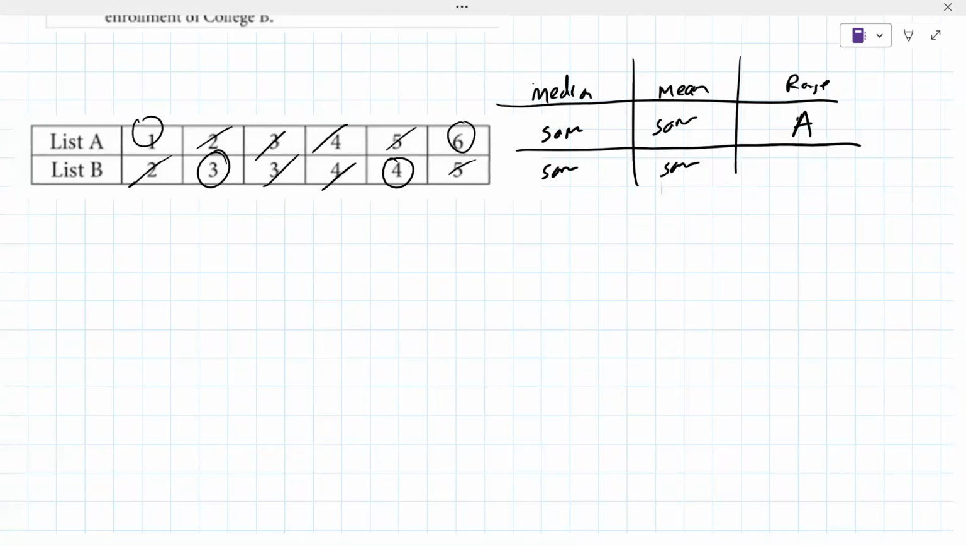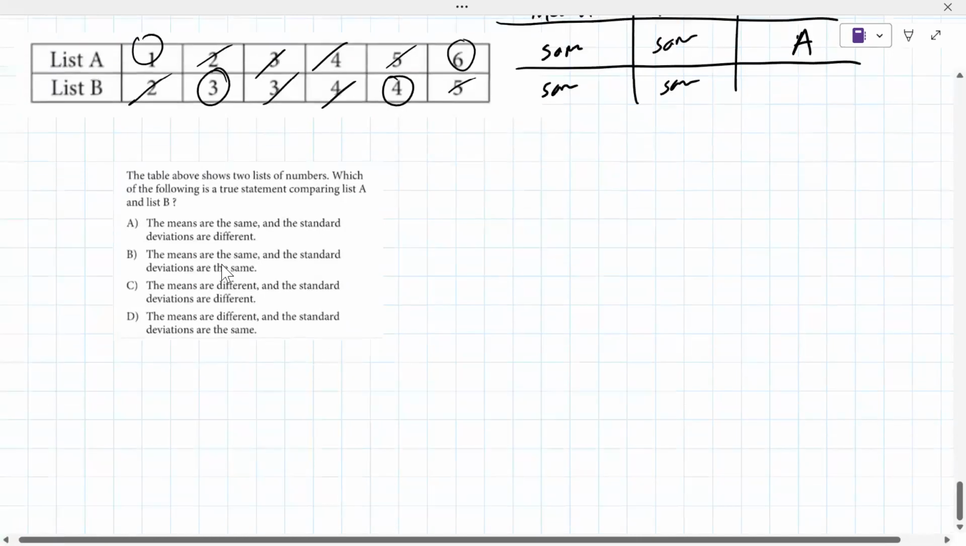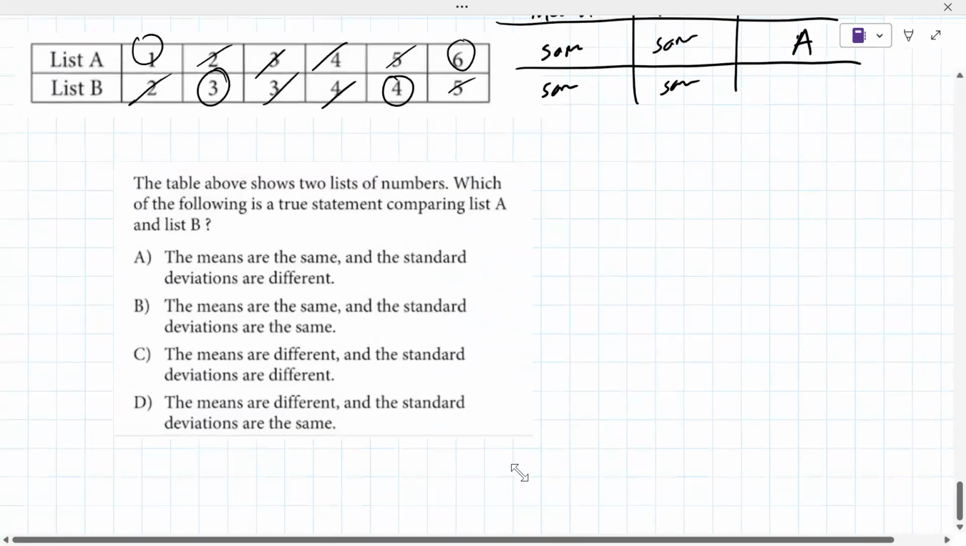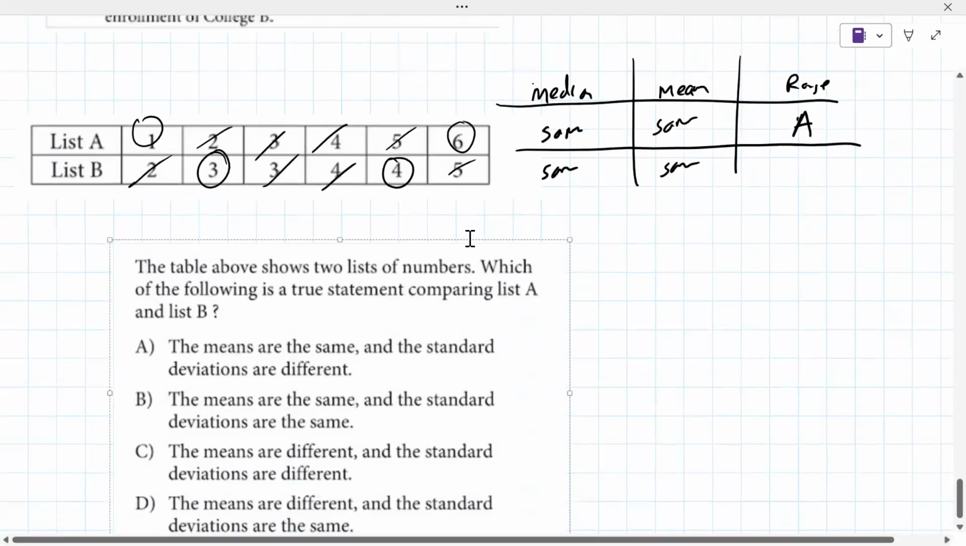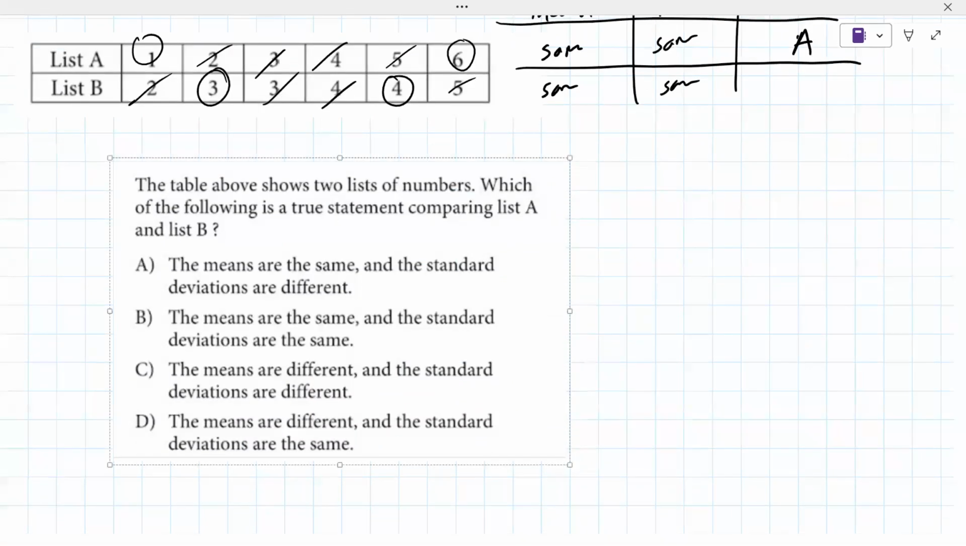All right. And that is the extent of the question, being able to do that. This is not a difficult question, but if you're not really paying attention, you can get it wrong. And I don't want you to get it wrong. I want you to get these right. So go ahead and give me the answer, please.